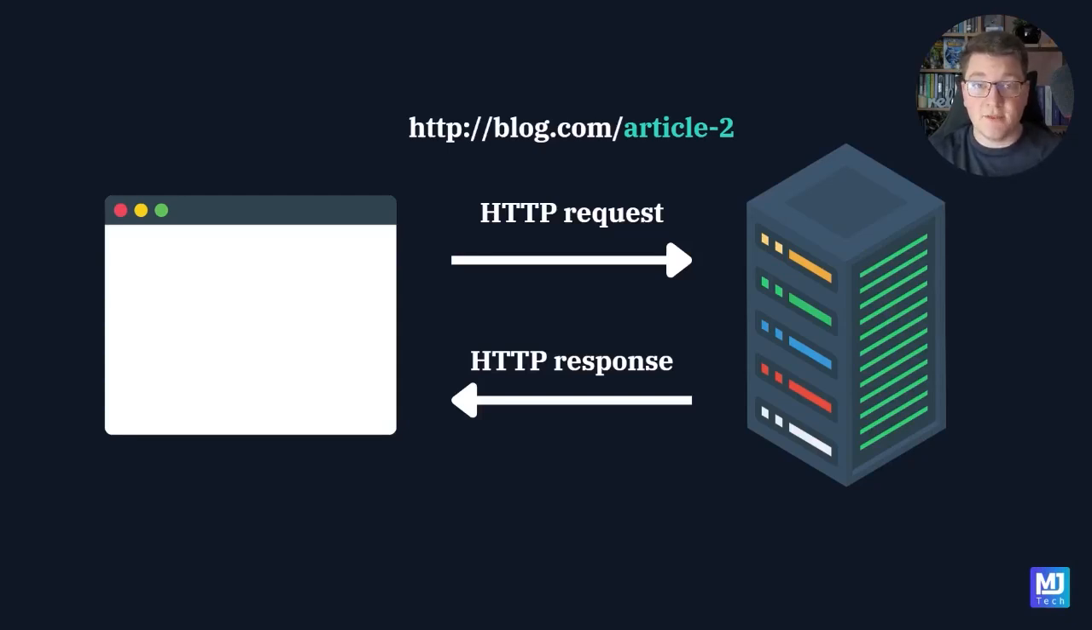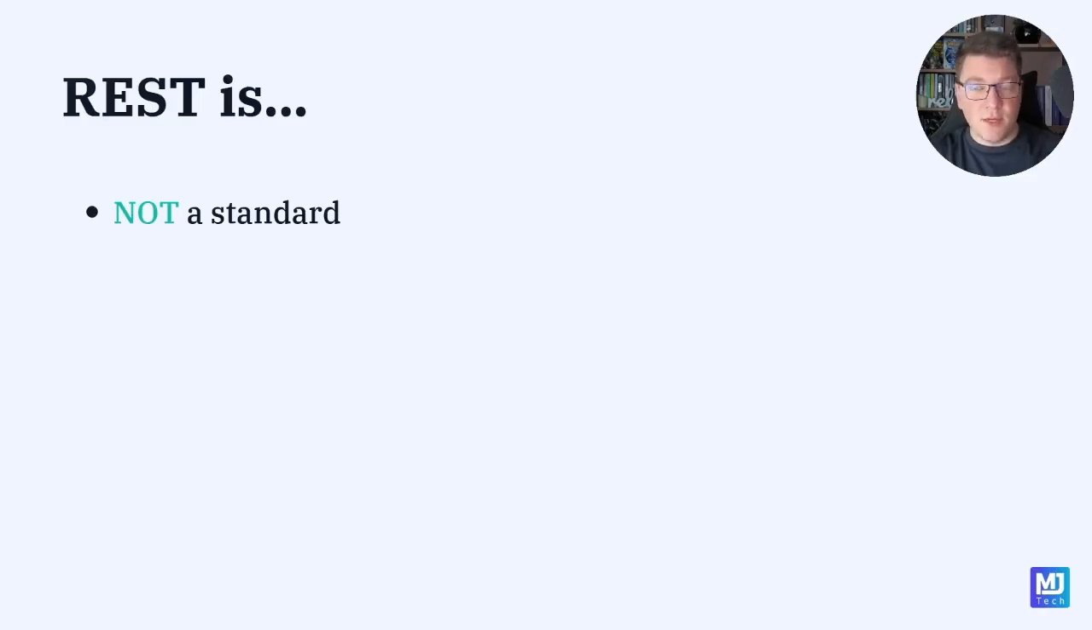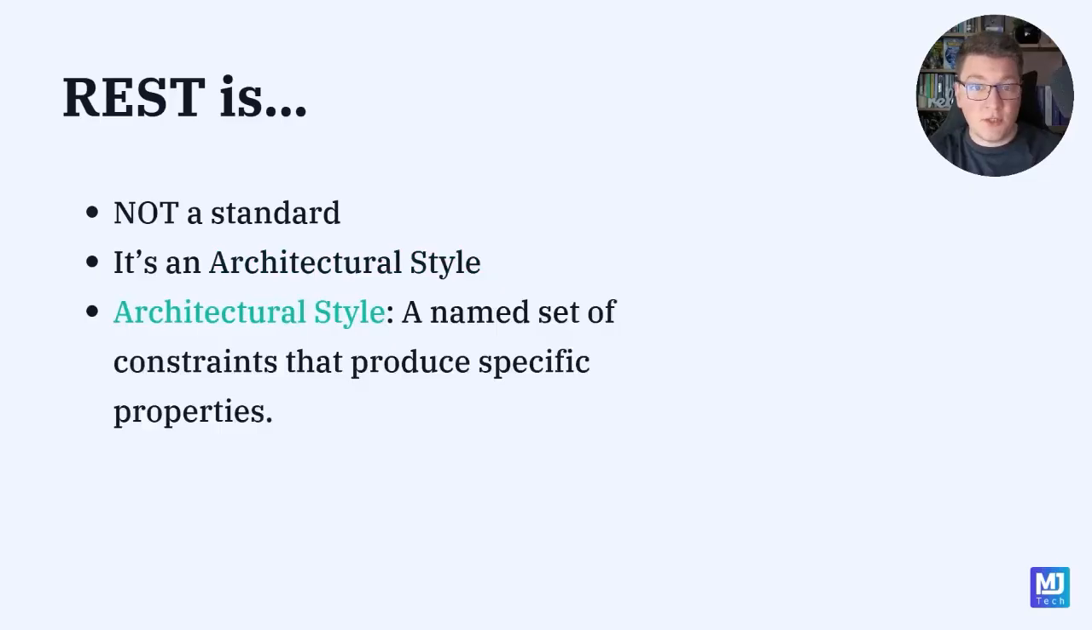Here are a few more remarks about REST. REST is not a standard, even though sometimes it's considered as such. It's actually an architectural style. And an architectural style is a named set of constraints that produce some specific properties. So we are going to introduce the REST constraints next, explain what they are in detail, and try to understand what are the specific properties that each constraint introduces, and what are some of the trade-offs that we are making in order to implement a specific constraint.